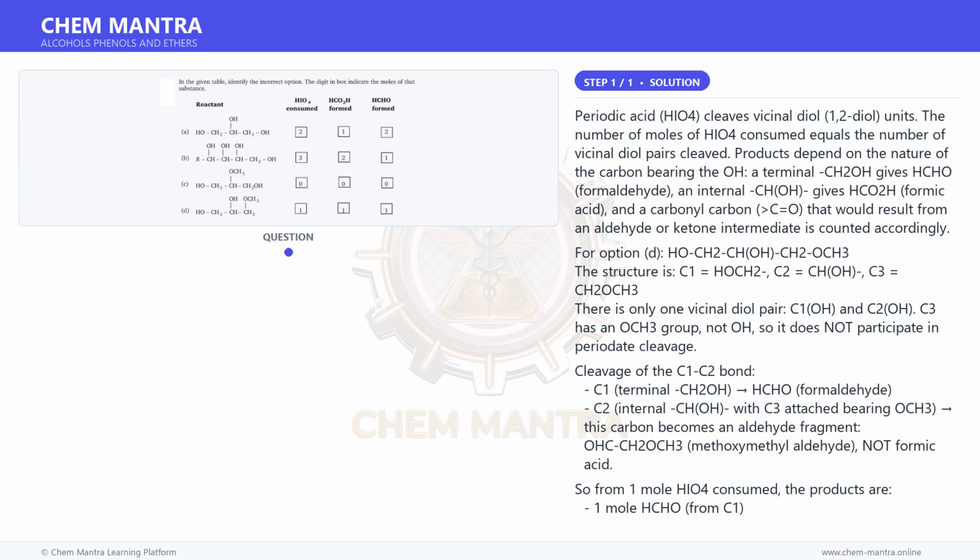Correct. B. RCH(OH)-CH(OH)-CH(OH)-CH2OH has 3 vicinal diol pairs, so 3 HIO4. The RCH(OH) terminal on the R side gives HCO2H, times 1 from C1. Actually, RCH gives RCHO, not HCO2H. But R is treated as a non-cleavable group, making it a terminal aldehyde counted as equivalent, and the two internal CH(OH) groups give 2 HCO2H. This is a standard result accepted as correct.